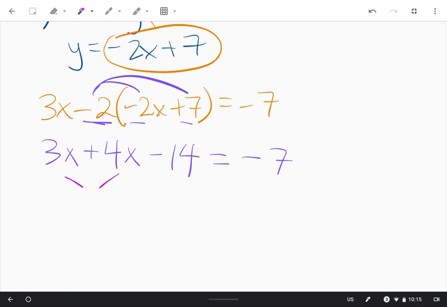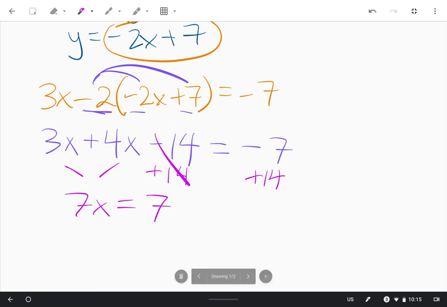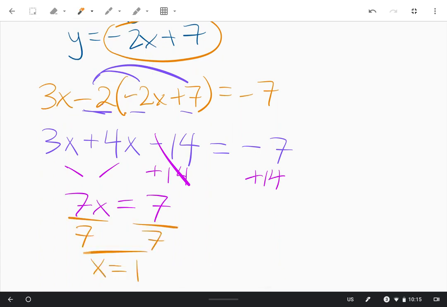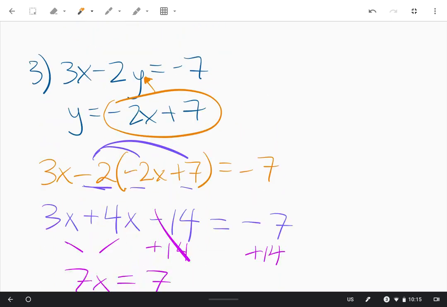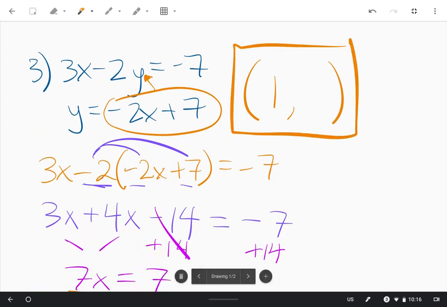We can combine like terms right here. That gives me 7x equals, and if I add 14 to both sides, that cancels out, giving me negative 7 plus 14 is positive 7. And then my last step is going to be to divide both sides of the equation by 7, giving me x equals 1. And that's the first part of my solution. So I'll just put 1 there. The x value is going to be 1.